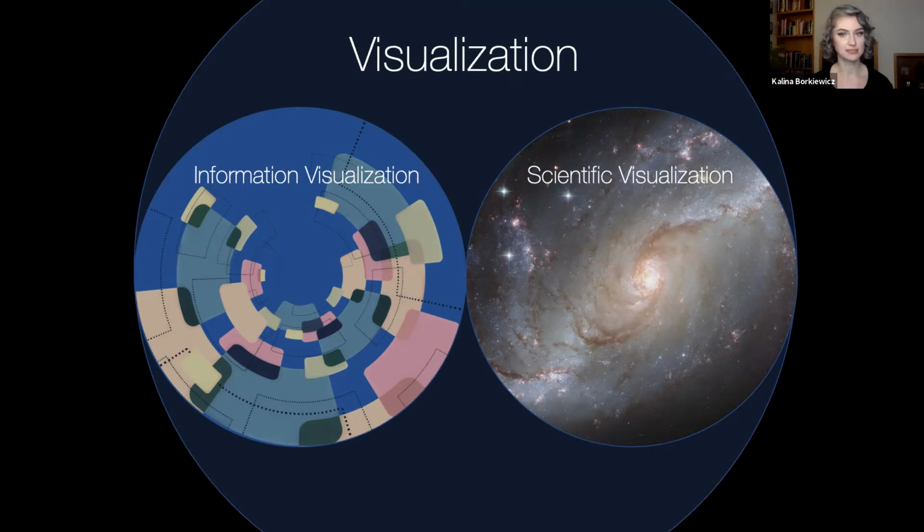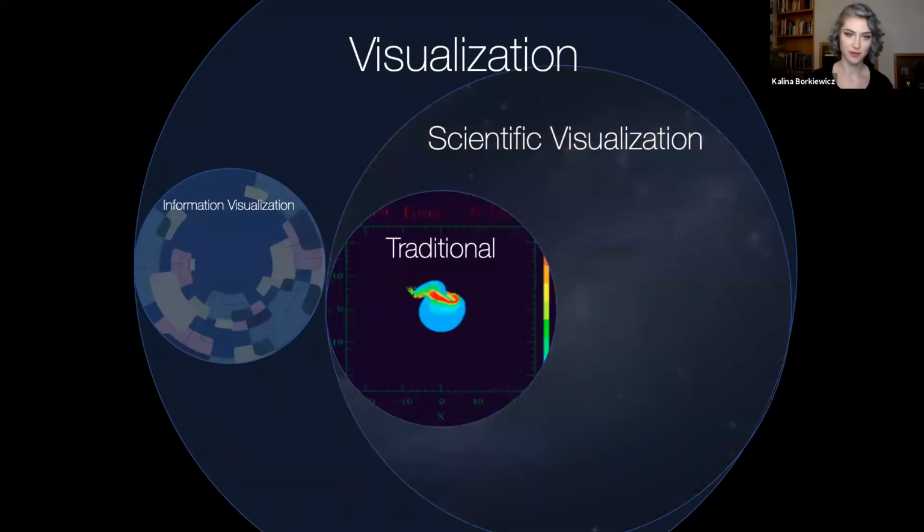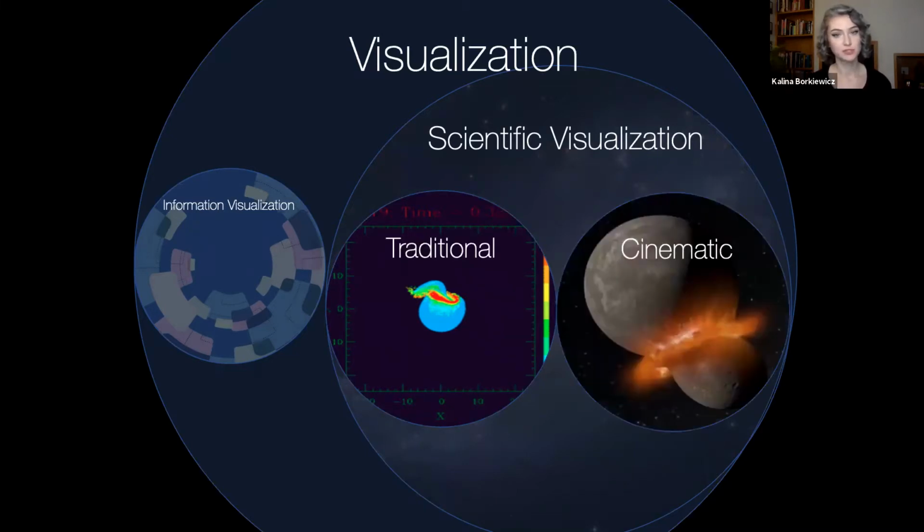Things like galaxies and tornadoes and ocean currents, molecular structures, things that have X, Y, and Z positions, or sometimes just X and Y positions. Within that, there are also a couple of subfields. There's traditional data visualization, where the focus is on data analysis. So this is often done by scientists and for scientists who care about what the data values are, what's changing, and by how much. By contrast, cinematic visualization focuses on science communication rather than data exploration.